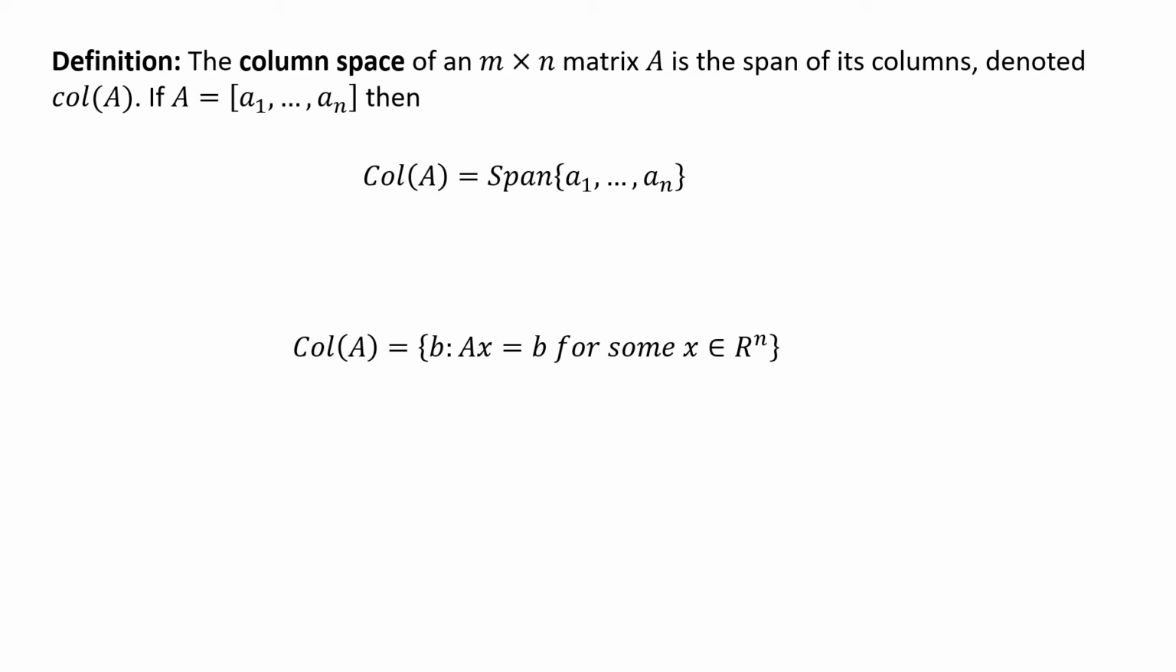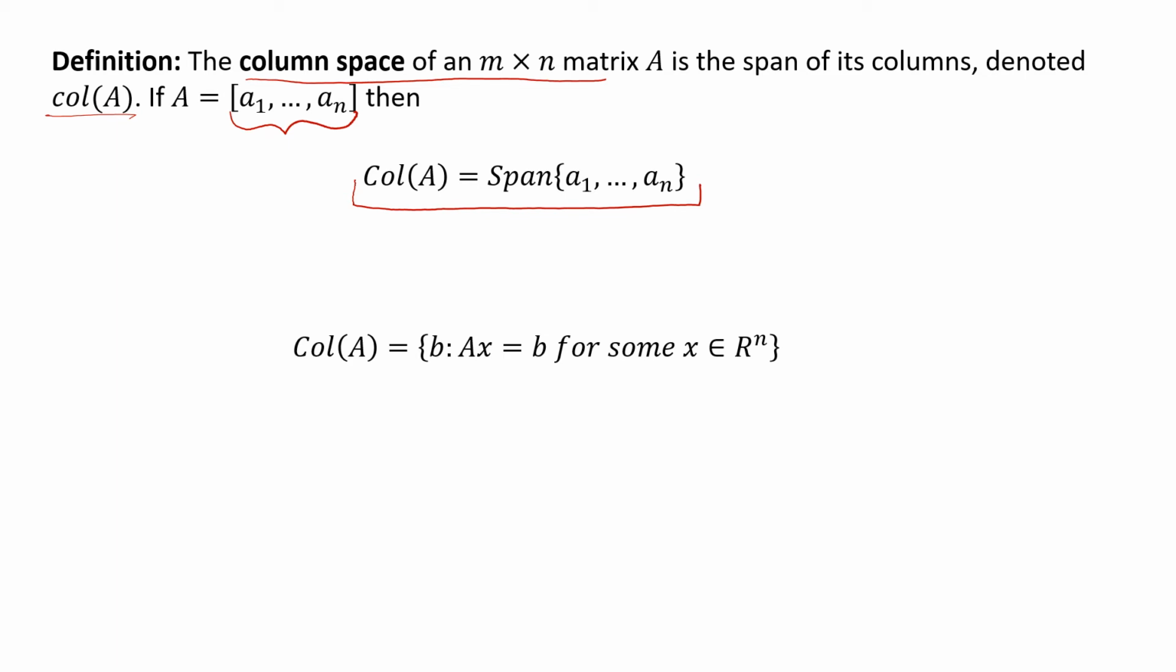Okay, another definition. Again, we've seen this idea before. Now we're talking about the column space. The column space of an m by n matrix is the span of its columns. In other words, you take all the columns out, turn them into vectors, and make all of the possible linear combinations out of those. It's denoted by COL of A. So if A is equal to this, and these are each of the columns, the first column is A1, the second column is A2, and so on, the column space of A is the span of all those columns.